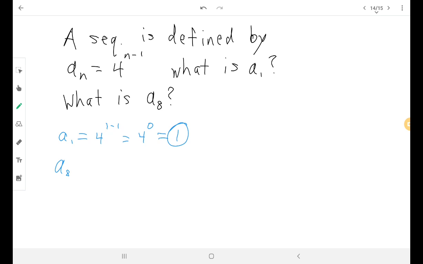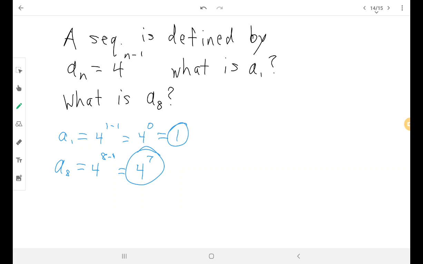The 8th term is 4 raised to the 8 minus 1, so 4 to the 7th, and you could use a calculator and figure out what 4 to the 7th is. It's some giant number that I'm not going to bother with right now. You can put that into a calculator if you really need to.